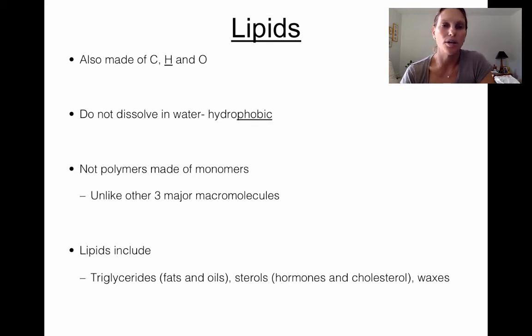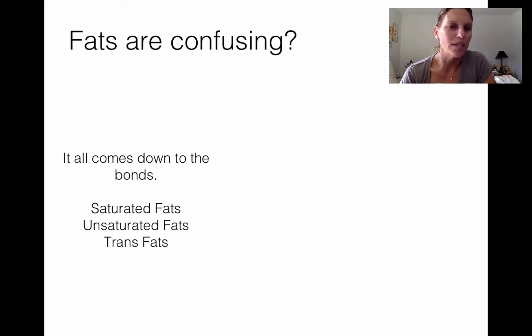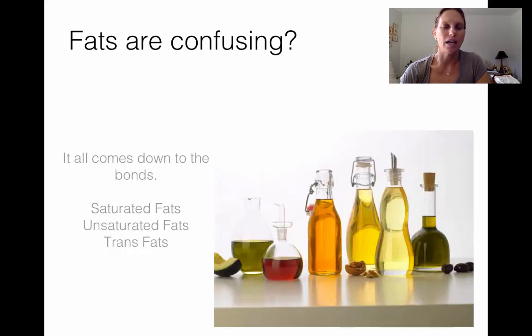They are going to all have carbon, hydrogen, and oxygen, and a large quantity of hydrogen, and they're all going to be hydrophobic. But they're not all exactly the same in terms of repeating units. So fats can be kind of confusing. Really what it all more or less comes down to are the bonds, right? So it all comes down to what kind of bonds are holding these things together. So you may have heard of some of these terms before: saturated, unsaturated, and trans fats. So a saturated fat, and again, really it all kind of comes down to bonds.